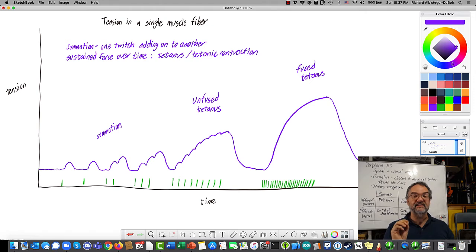So if I want to take a single muscle fiber and get it to produce force over time, I need to have twitches fast enough that they summate into a tetanic contraction. Summation is what we call it when twitches add onto each other. Tetanus is what we call enough summation to hold the force over time. Unfused tetanus is when there's a little bit of relaxation, sort of a bounce. Fused is when it's just solid.